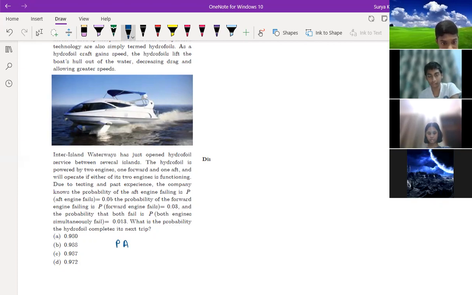They're asking here: this is the aft engine failing, this is the forward engine failing, and this is both failing, right? So P(A union B) equals P(A) plus P(B) minus P(A intersection B). This is the formula of probability that you have.